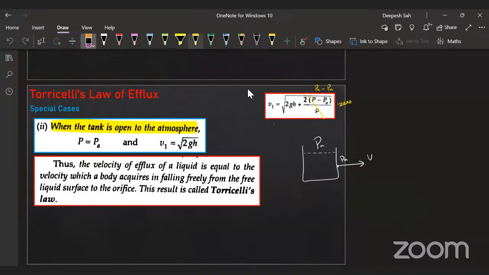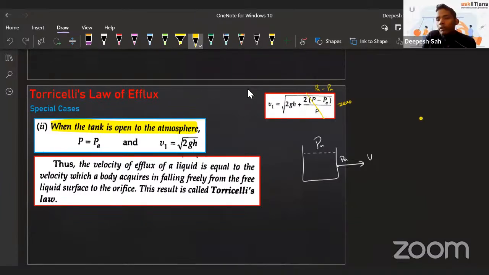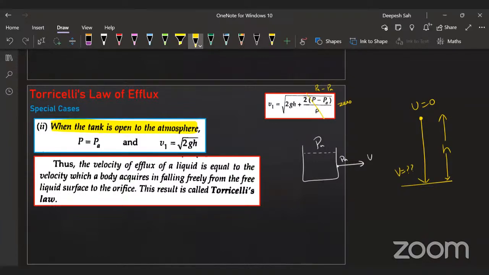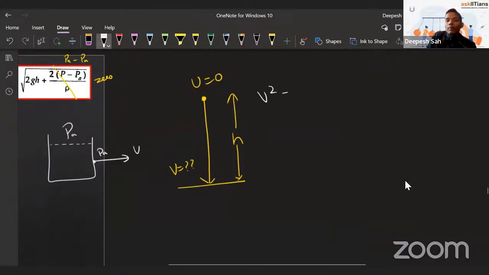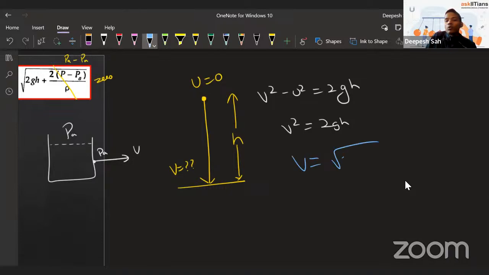Can you tell me what is the formula for the velocity of a body falling from a height h? Imagine a body is falling from a height h. What will be the velocity here? If I am dropping it, initial velocity is of course 0. What will be the formula? Sir, root 2GH. Yes, of course, we apply V square minus U square equals 2GH. This is 0, so V square equals 2GH. And finally V equals root 2GH.